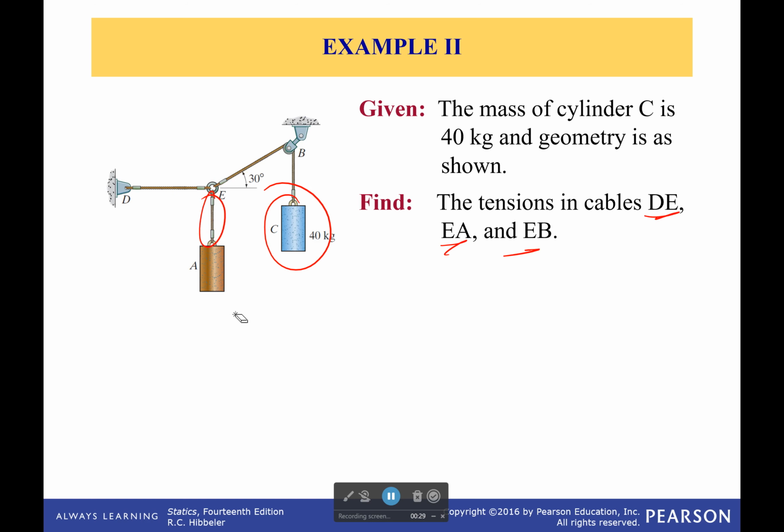Unlike previously, we don't know the weight of this weight A. We don't know what it is. Now, you could do this in one step, but I suggest you do it in two and draw two free body diagrams, one for here and then one for here after you solve the first.